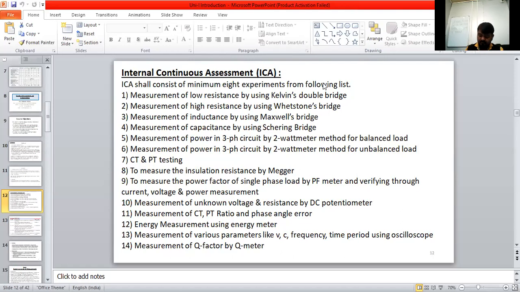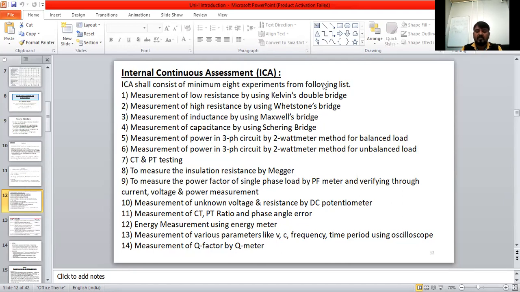Number 15. So the 12th one is measurement of energy using an energy meter. For the energy meter, we have to provide the load, and based on how many units per second it is going to consume, we measure the energy here. How much consumption there is, that we can also do here.